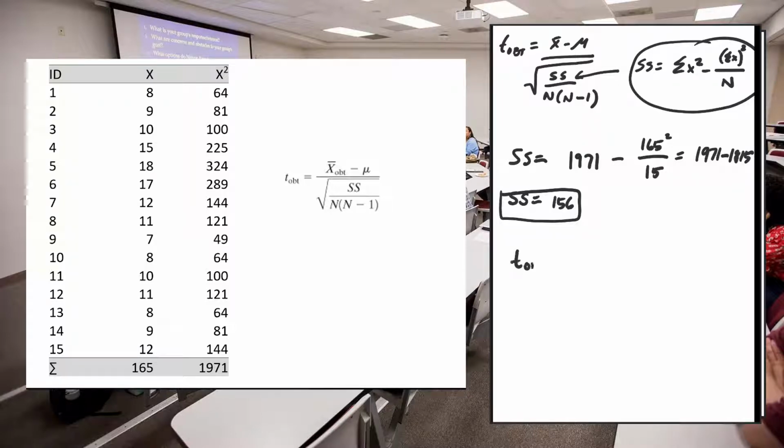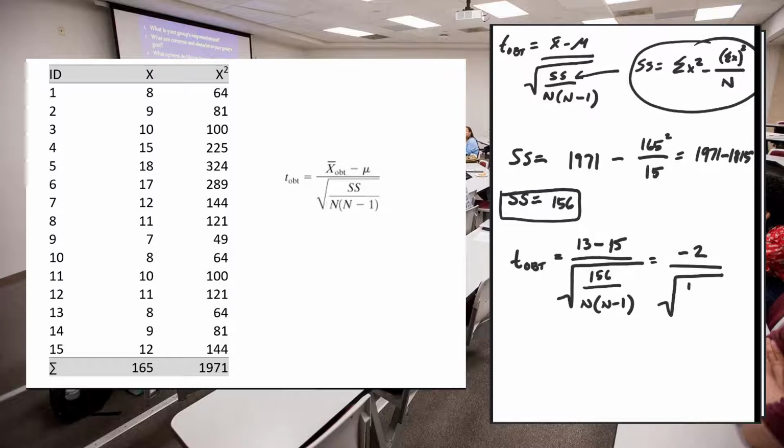So t-obtained in this instance is going to be equal to 13 minus 15, right? So 13 is our sample mean, and 15 is our population mean, divided by the square root of 156 divided by n times n minus 1. So this is going to be minus 2 over the square root of 156 divided by 15 times 14.